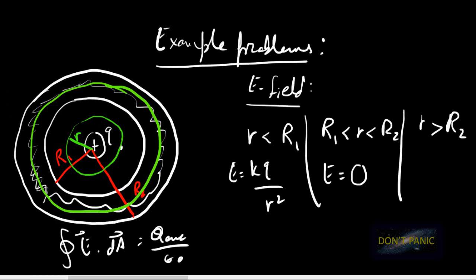The way that can happen is that from this initially neutral conductor, some negative charge comes onto the inside surface of this conductor. Then this charge plus this negative charge is equal to 0, so the electric field becomes 0 in this region. Okay, what about R greater than R2?